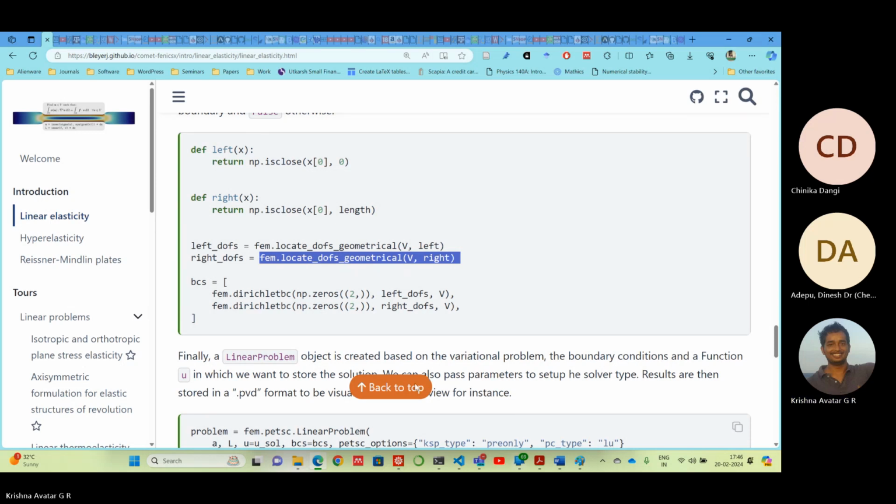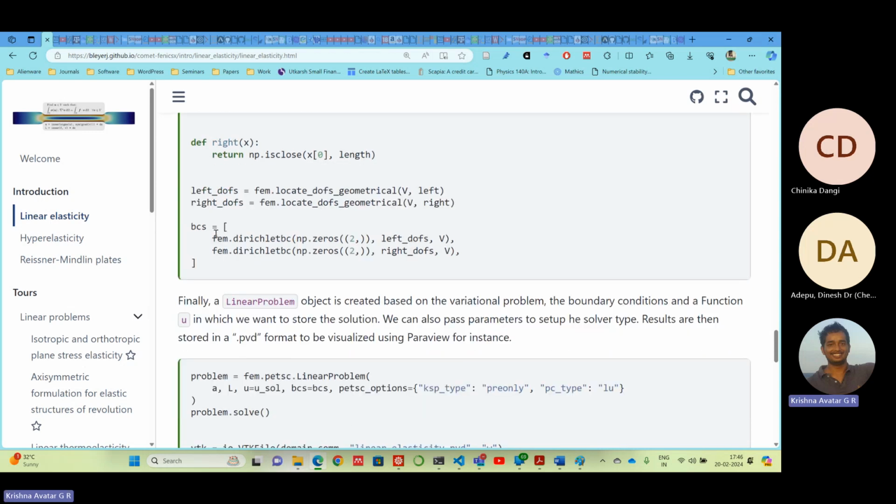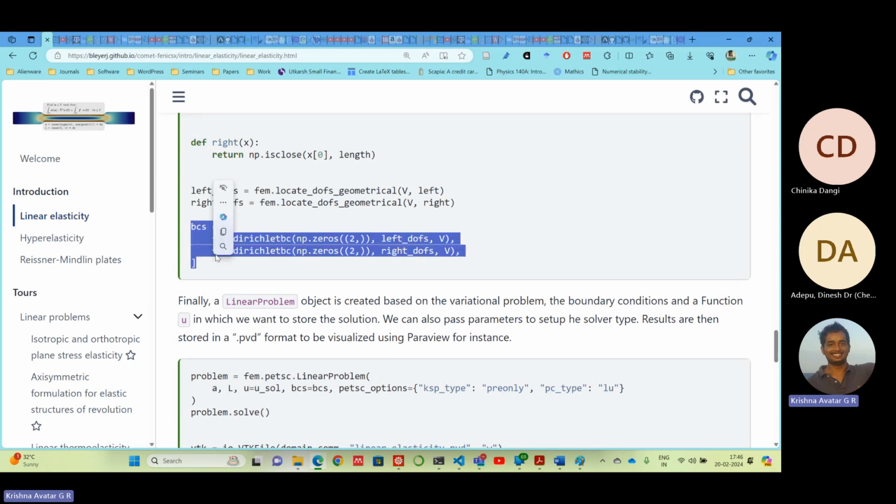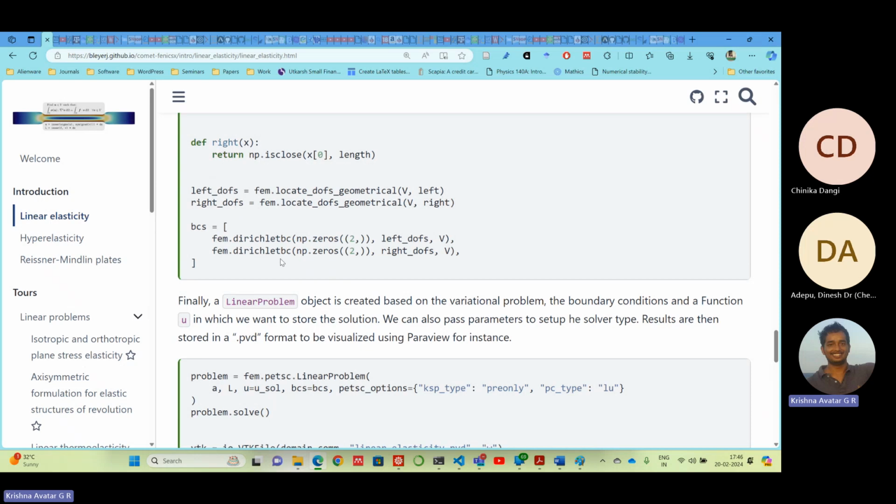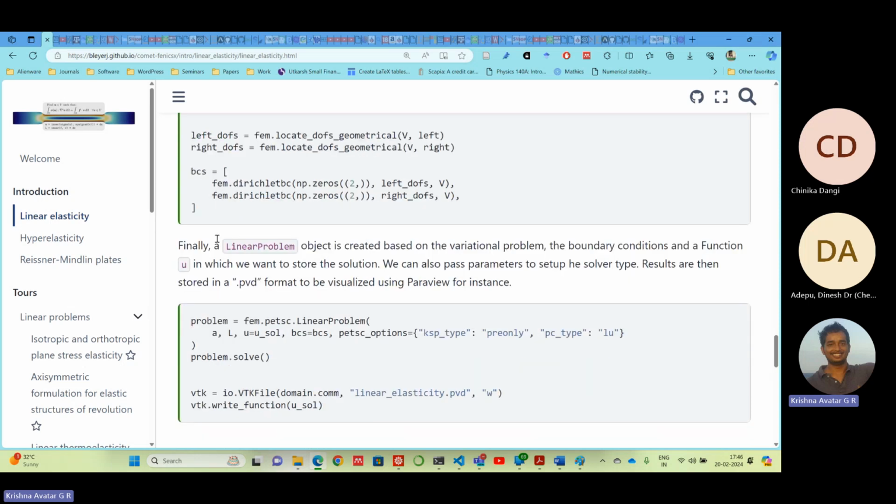Recall in our code also we had used FEM Dirichlet boundary conditions. And since here we are defining a vector, we have a vector unknown at every point. We'll have to prescribe np.zeros, both components to be zeros on the left degrees of freedom, and also give the complete function space. Likewise, for right degrees of freedom, we are just repeating the same thing. So with this, we have created a list of all the boundary conditions. Now we'll construct our linear problem.